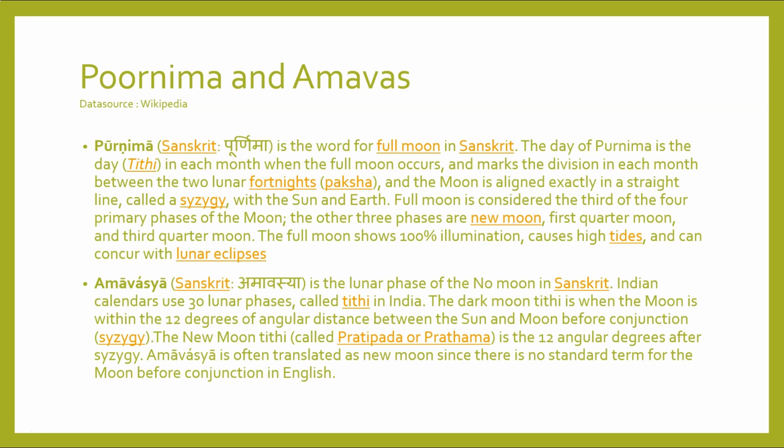Amavasya is the lunar phase of the no moon in Sanskrit. Indian calendars use 30 lunar phases called tithis. The dark moon tithi is when the moon is within 12 degrees of angular distance between the sun and moon before conjunction, or the Syzygy, and the new moon tithi called the Pratipada or Prathama is the 12 angular degrees after the Syzygy. Amavasya is often translated as new moon since there is no standard term for the moon before conjunction in English. Let's talk about some festivals that occur on Purnima.